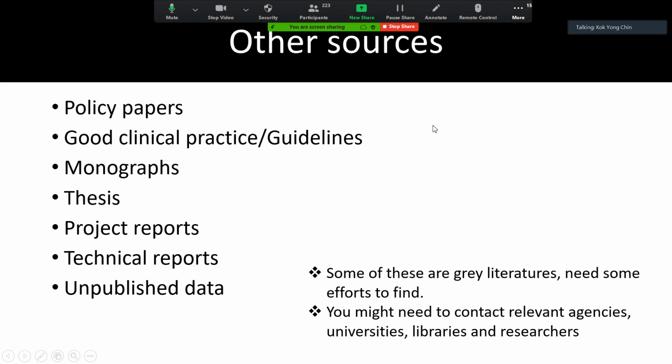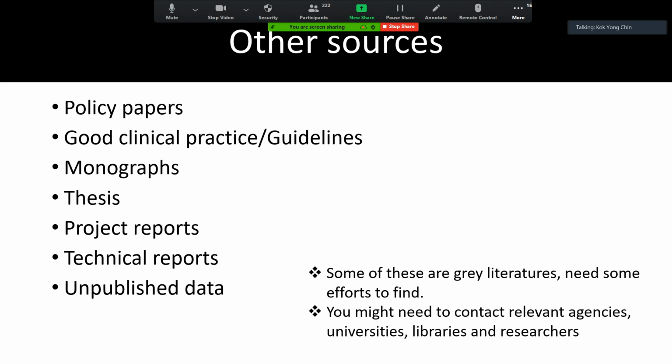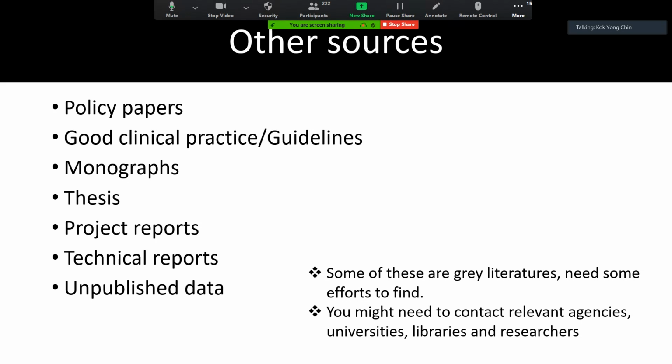so we have other great references: policy papers, GCP, guidelines, monographs, theses, projects, reports, technical reports, unpublished data. But these are great literature. Sometimes they are not published. Okay, you may need some effort to find them. You might need to contact certain agencies, universities, libraries, and researchers themselves to obtain these resources.